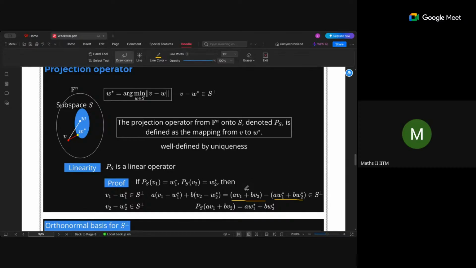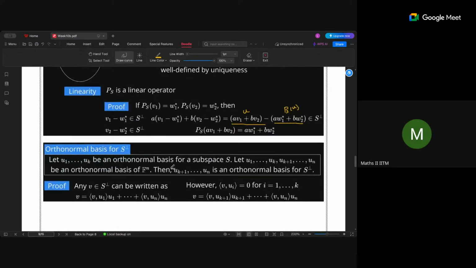So let's say this is your U. So this is your projection of U. Ps of U is simply this vector you are having. This is your U, and the projection is this, because this belongs to S-perp. Okay, fine. So this is a linear operator.